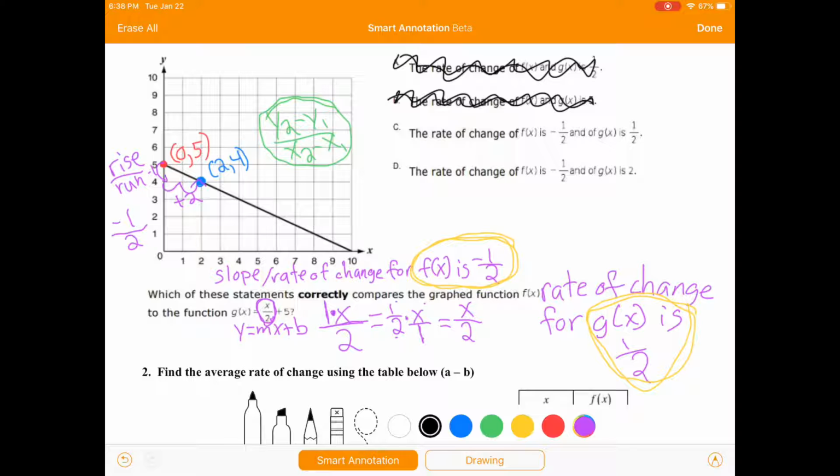F of x is negative 1/2. Check. G of x is 1/2. Check. So our answer is C. And then if you wanted to, you can go down to D and also mark it out, because the rate of change of g of x is definitely not 2.